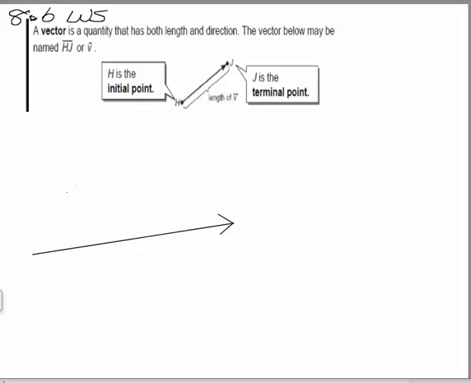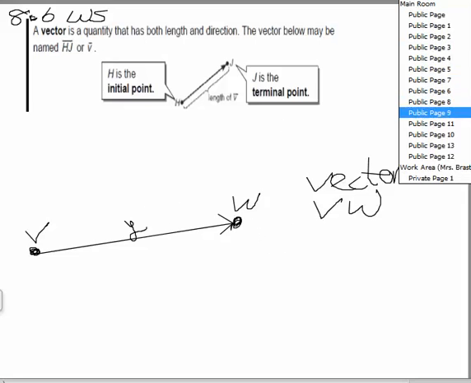We usually name these by the initial point and also by the terminal point, which I wrote wrong at first. It should be right at the very end of it. So let's call this W. We would name this vector VW. Sometimes they'll name it with a small letter on the vector, like vector Y, but usually they'll name them by the initial point and the terminal point. So that's just a little bit of vocabulary about vectors.